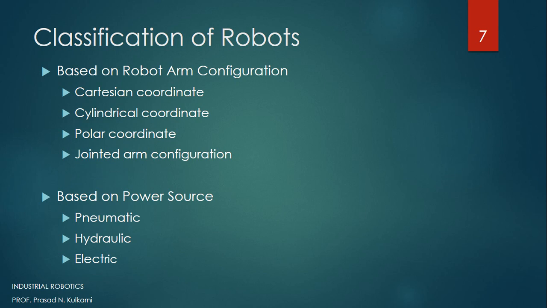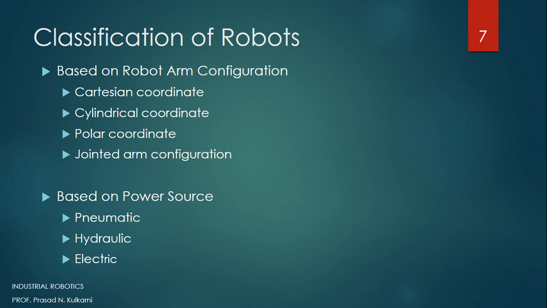The robots are classified in many ways, but we'll see just one by one each of it. Now on which basis is the first kind classified? On the basis of the robot arm configuration. In that there is Cartesian coordinate, cylindrical coordinate, polar coordinate and jointed arm configuration. These are the 4 types under robot configuration.